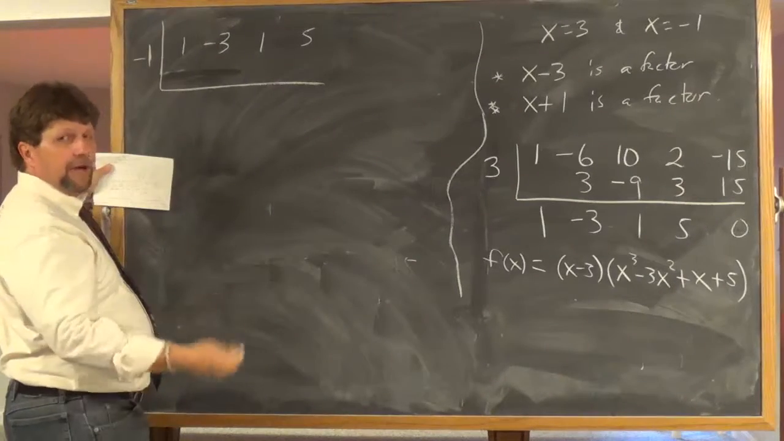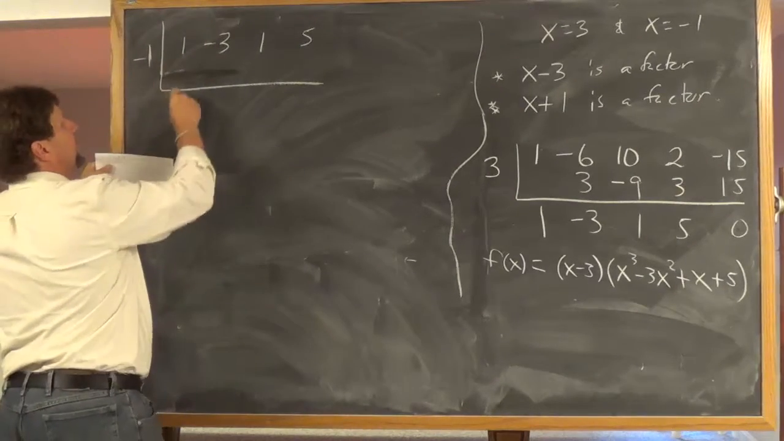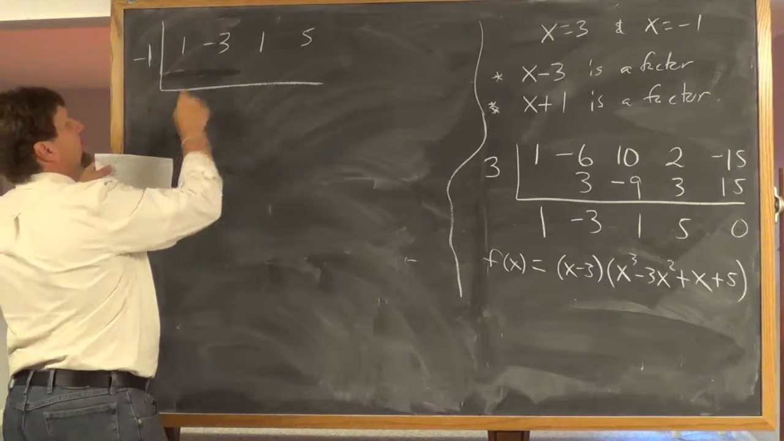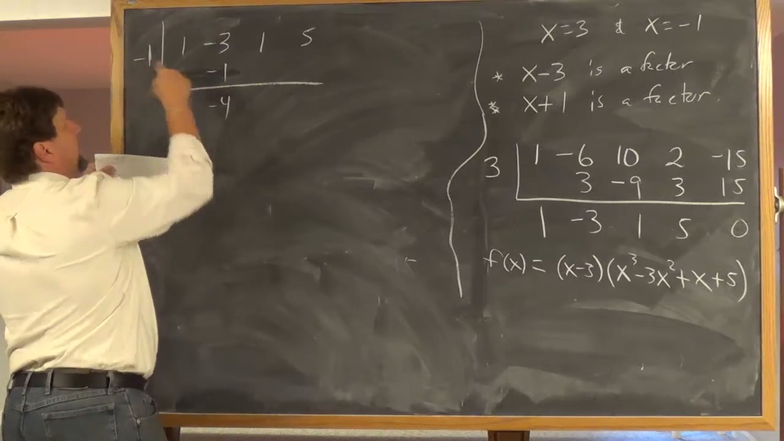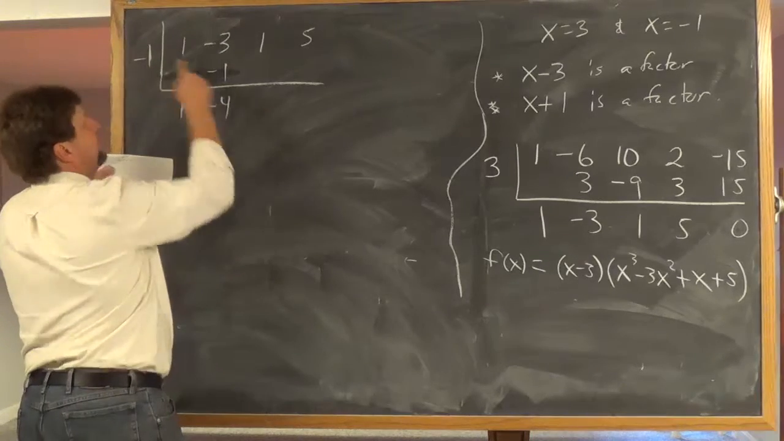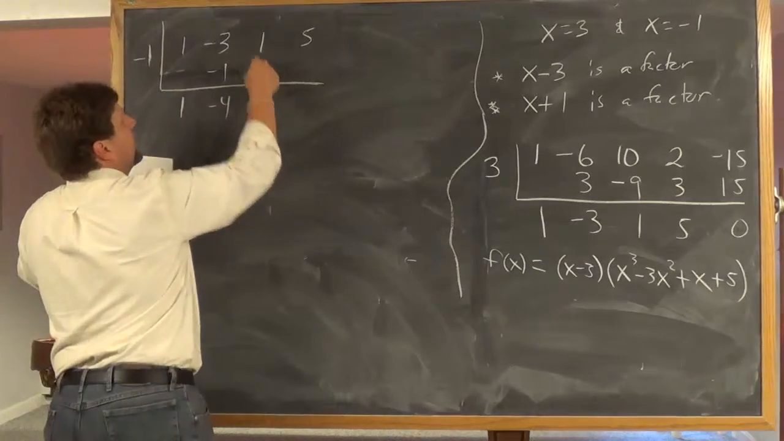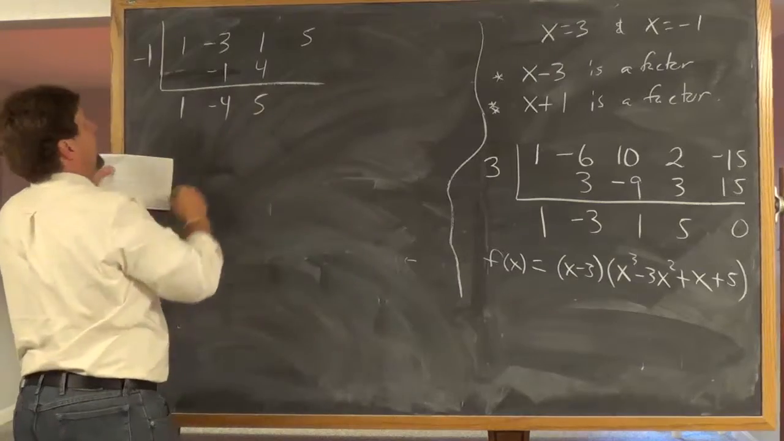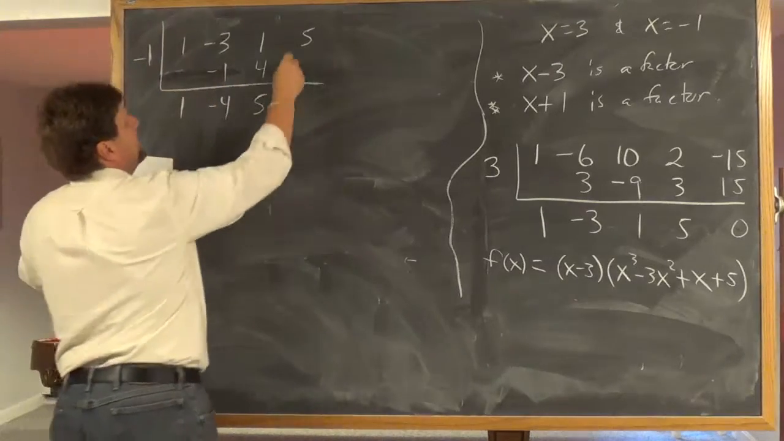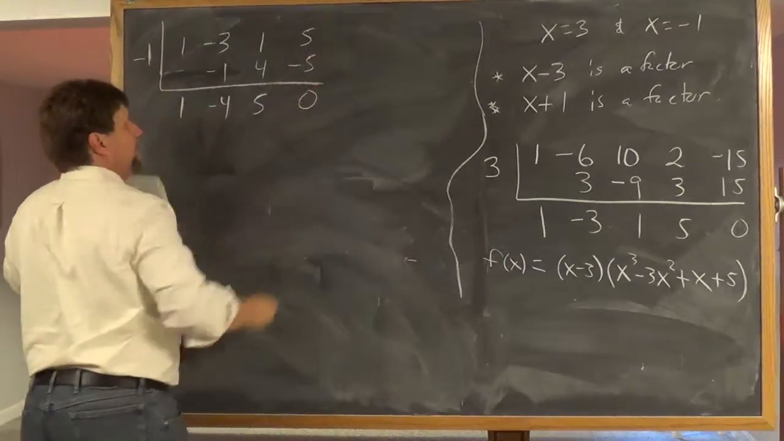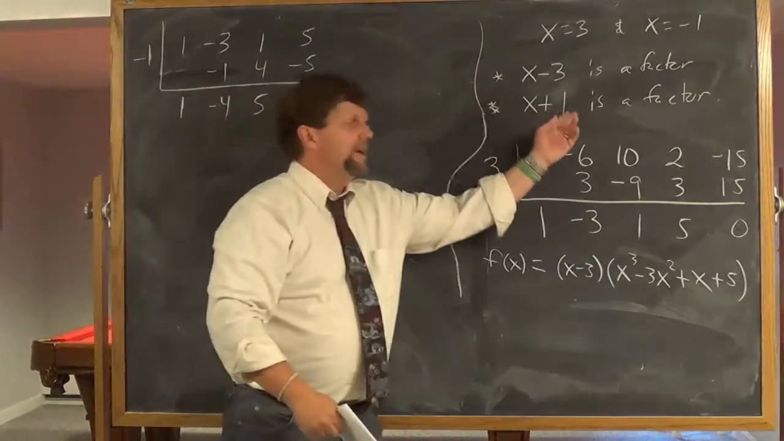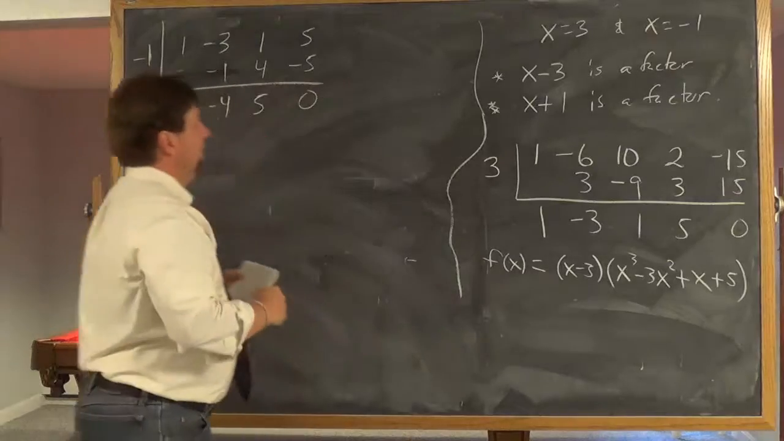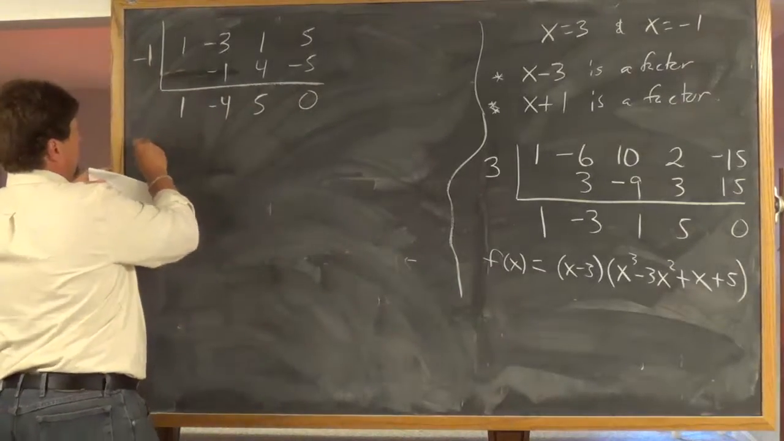And let's go through the process of synthetic division. Bring the 1 on down. Negative 1 times 1, negative 1. Add them: negative 4. Negative 1 times negative 4 is 4. Add them, gives me a 5. Negative 1 times 5 is negative 5, and absolutely no surprise, the remainder is 0, because we knew it was a factor.